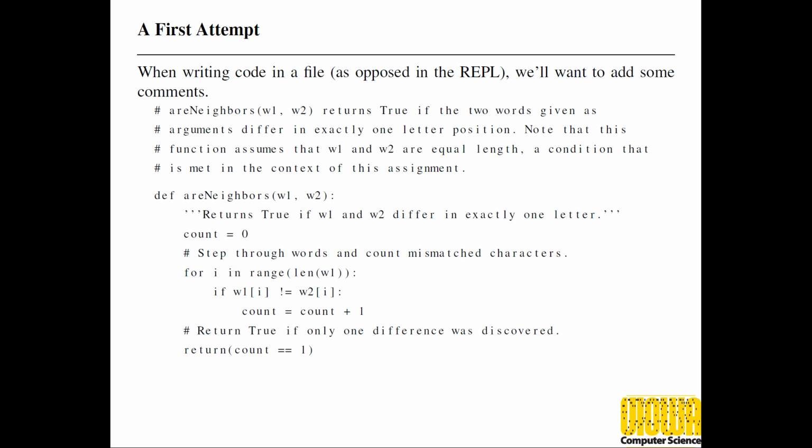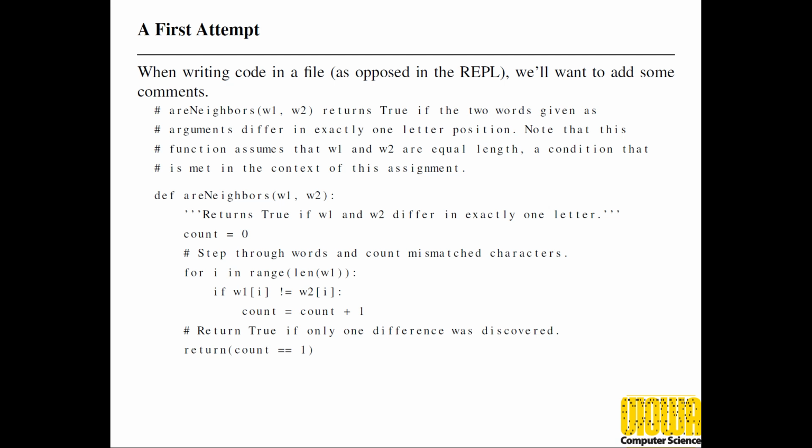And then there are some other interesting things going on in the function that you may not have seen before. The first thing you'll notice is that there are embedded comments with hashtags in the body of the function, indented at the same level as the code. And these comments are meant for the human reader, and tell me something about the next statement. So for example, here it says, return true if only one difference was discovered. That explains why I'm returning count equal 1. It gives the human interpretation of what that means.